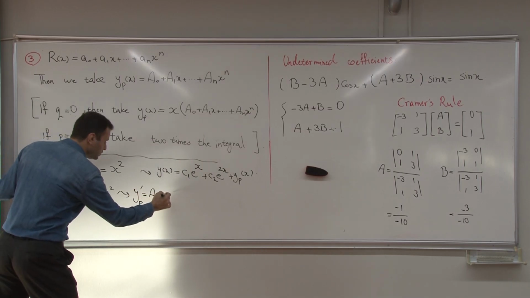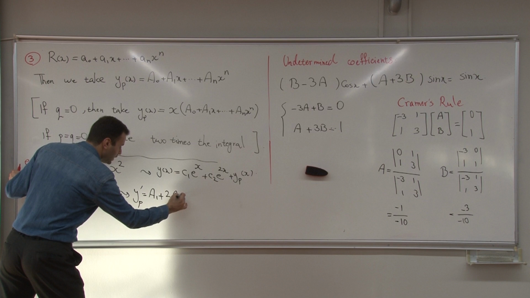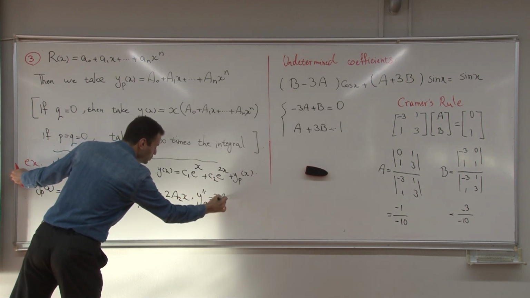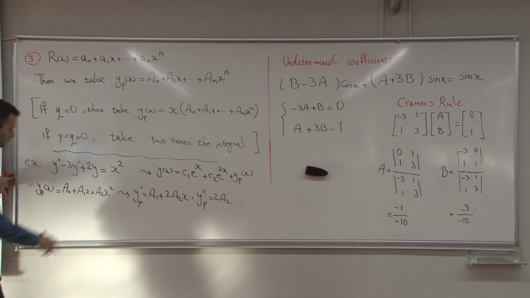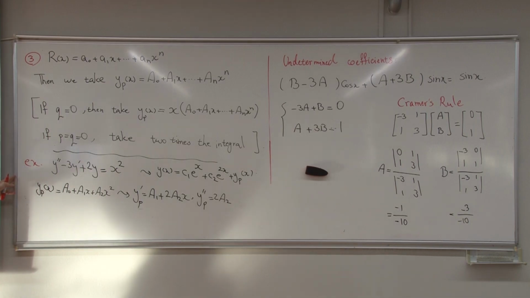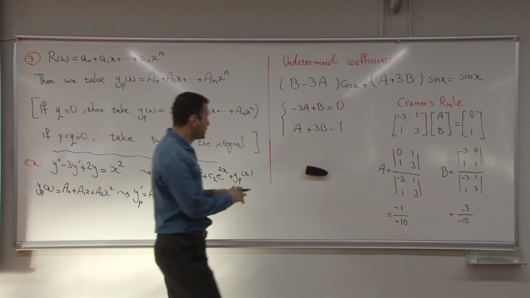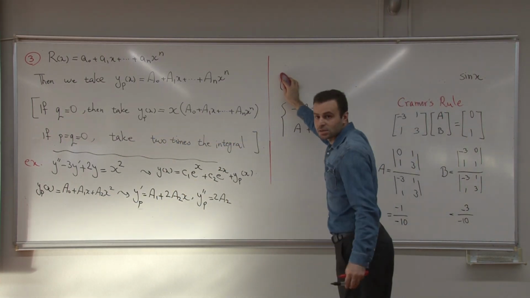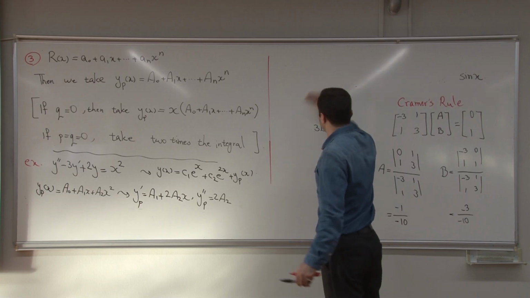a1 plus 2 times a2x. What is our y double prime? It is 2a2. Right? Now, let's replace it in the equation.